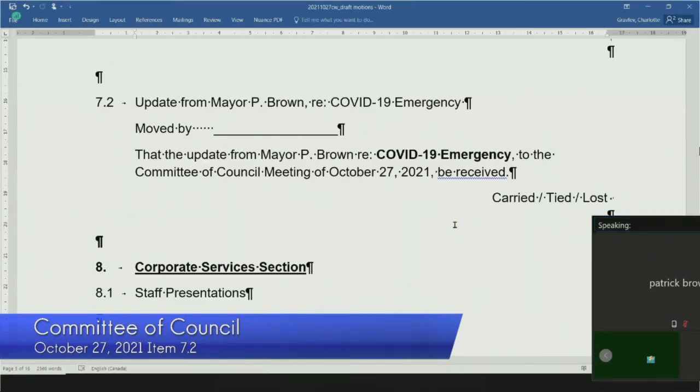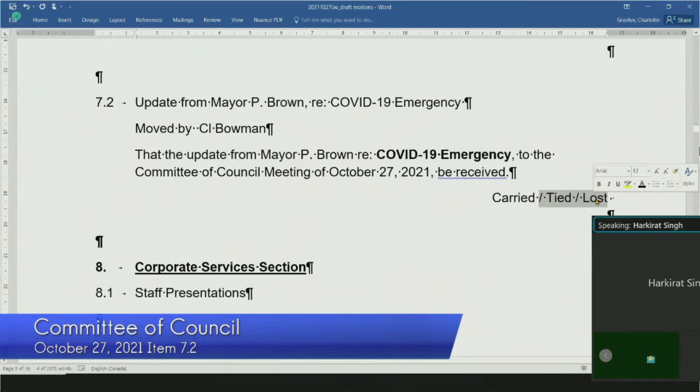Thank you, Mayor Brown, and I have a motion from Councillor Bowman to receive this update. Is anybody opposed? Hearing and seeing none, the motion carries. And I'm going to ask that we break until 12:15 for lunch, and then we'll continue with the corporate services section.